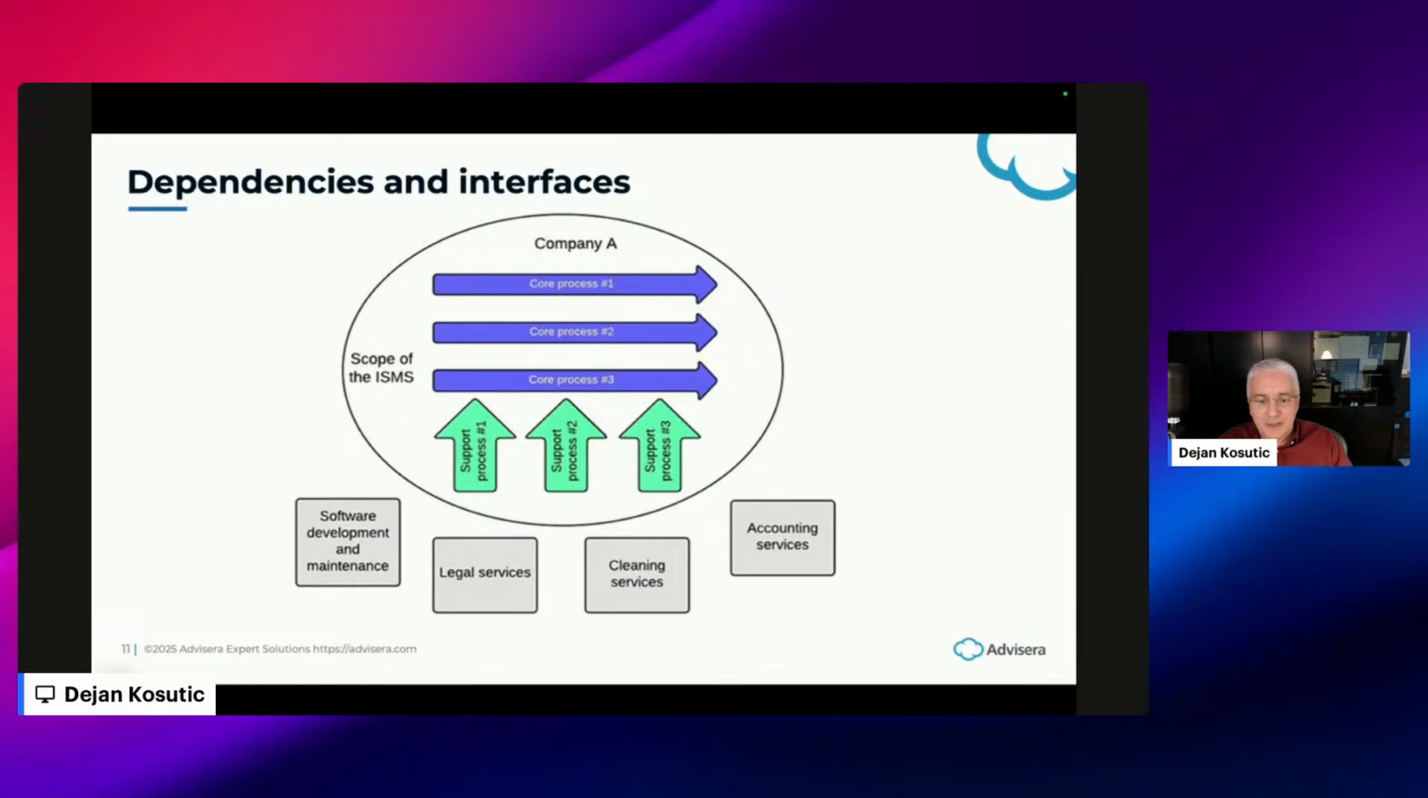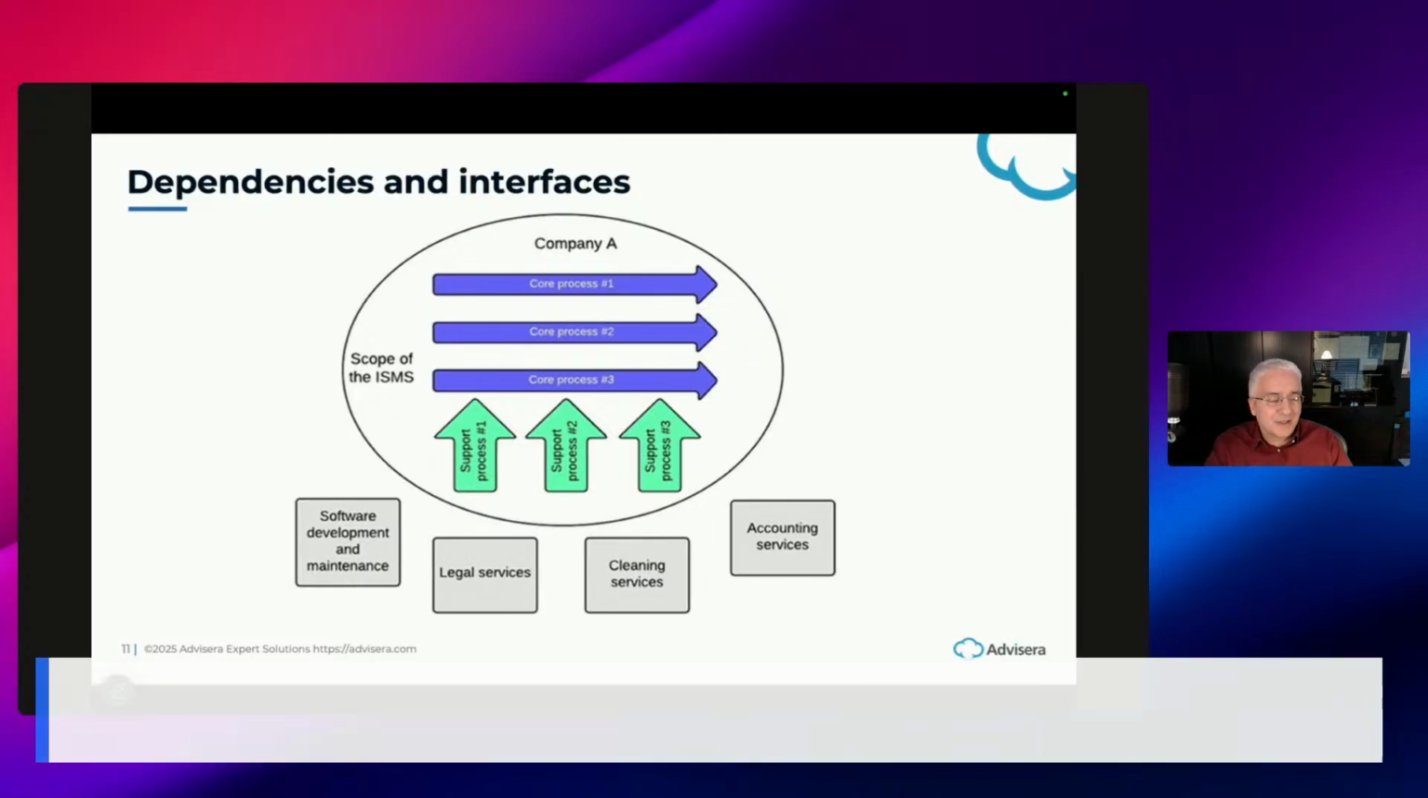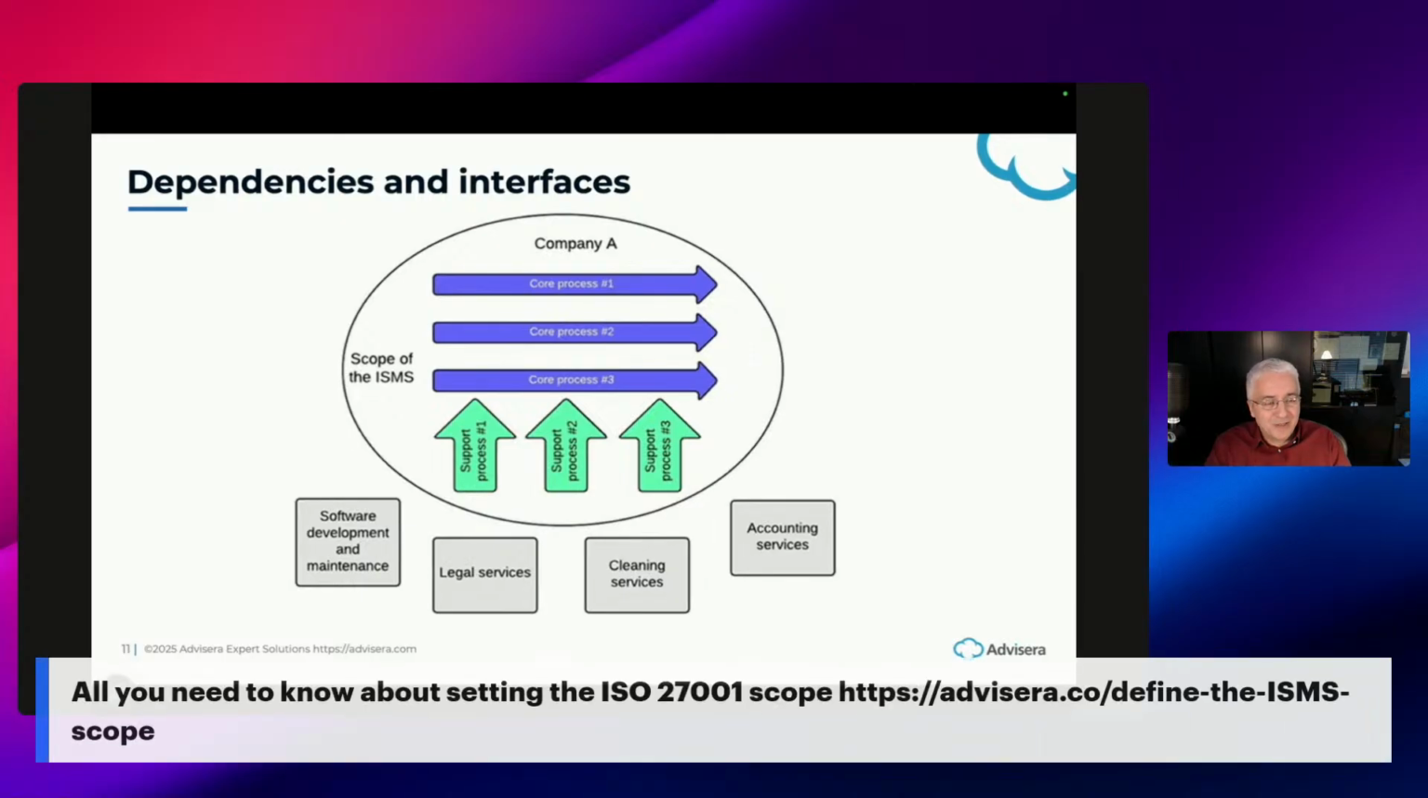What is my point here? My point is that you have to understand these dependencies in the first place, and second, what the interfaces are, in order for you to realize if you can actually exclude someone or something from the scope. In a setting like this, it's pretty easy to exclude accounting services, cleaning services, legal services, software development. As an external software development, it's easy to exclude them from the scope because the interfaces are clear, right?